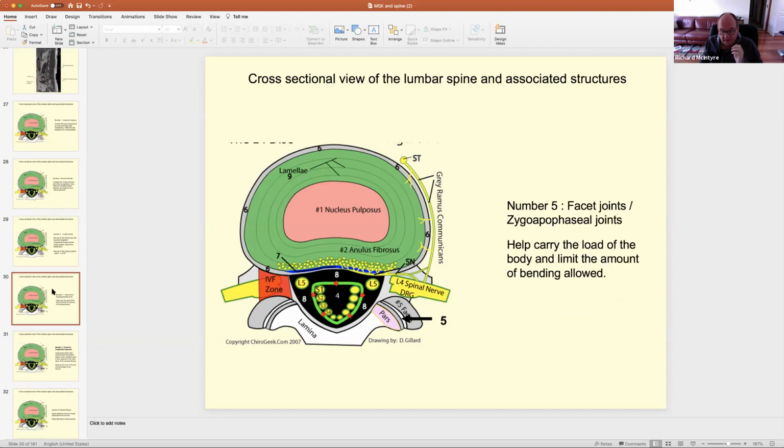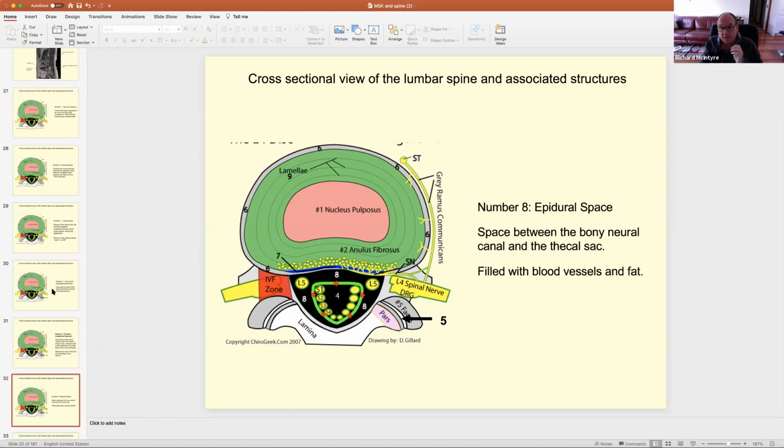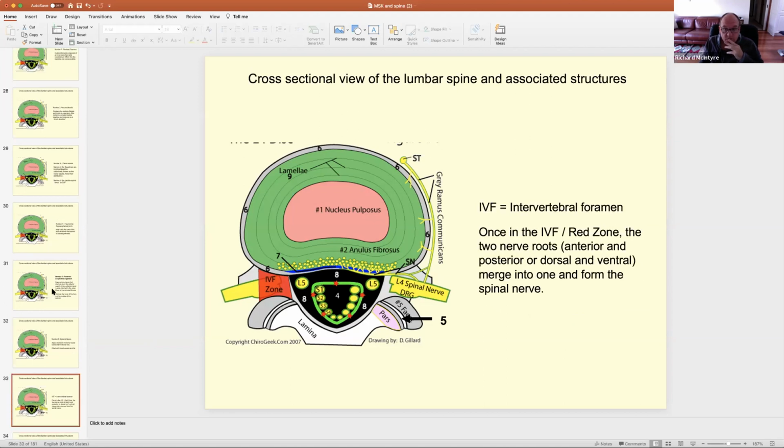Of course, we've got the facet joints, zygoapophyseal joints. We mentioned the ligament. Epidural space, so around the thecal sac, okay, filled with vessels and fat. Intervertebral foramen, so we've got the intervertebral foramen where the nerves join and then they come out through the intervertebral foramen.